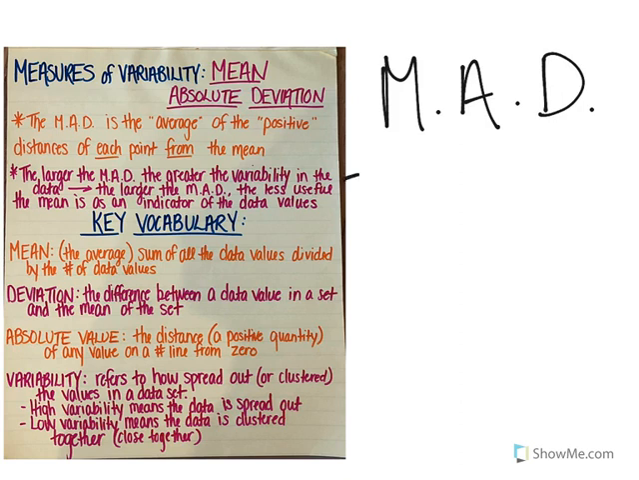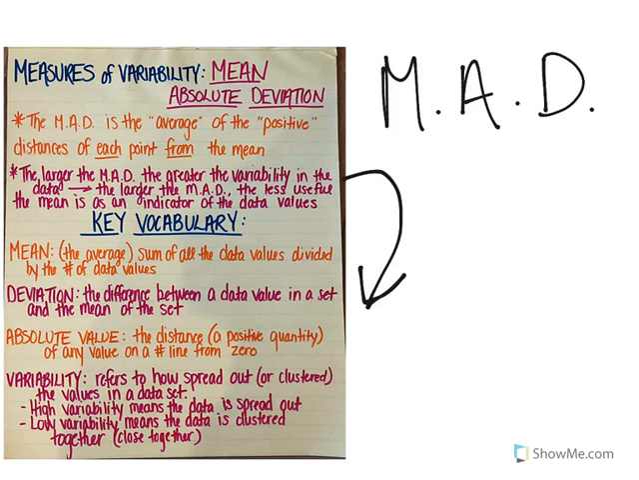So what does all of that mean? We need to go back to some of our key vocabulary that is going to be very useful in today's lesson. So as a reminder, the mean is the average. We find this by finding the sum of all the data values and then dividing by the number of data values. When I say deviation, I mean the difference between a data value in a set and the mean of the set.